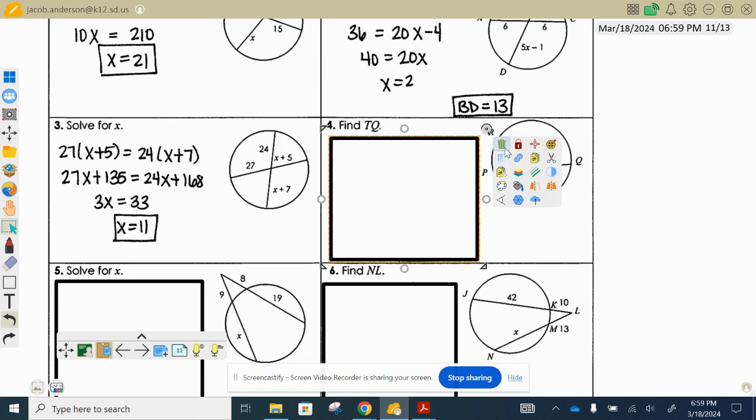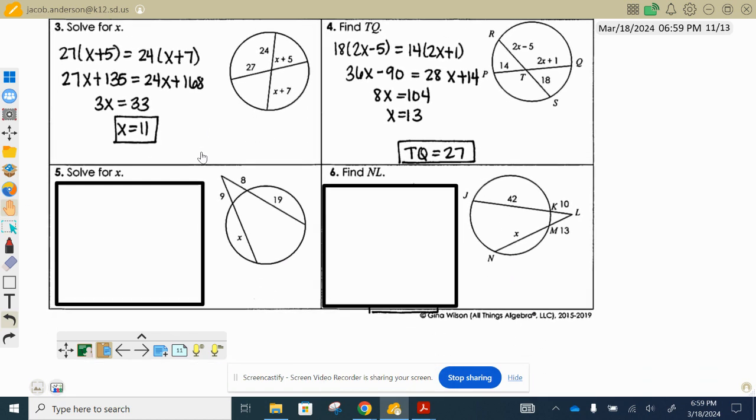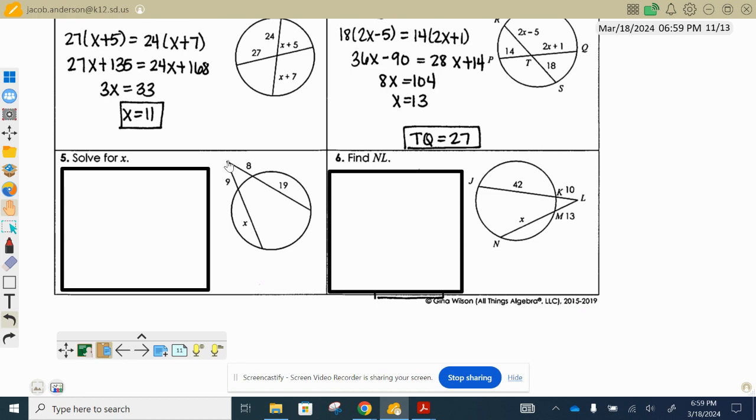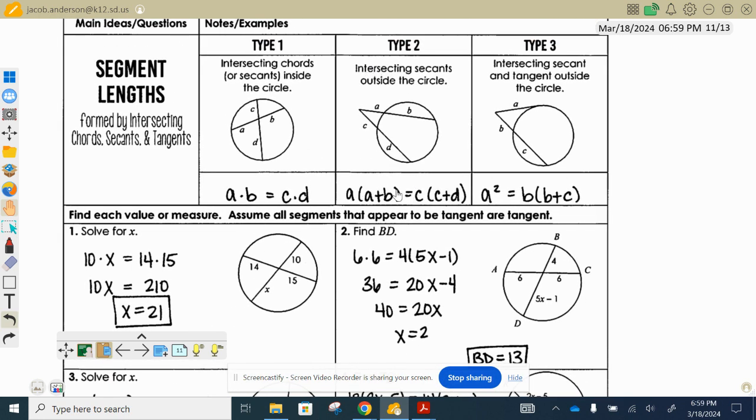Okay, if you're back, this is what your setup should have looked like, and it looks like we should have got TQ equals 27. Number 5 looks a little bit different. Now we've got our intersection outside of the circle. So we will be using type number 2 on this, so it should set up something along the lines of that, where your A and C are on the outside.